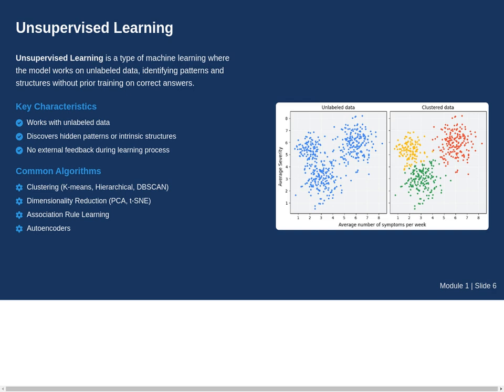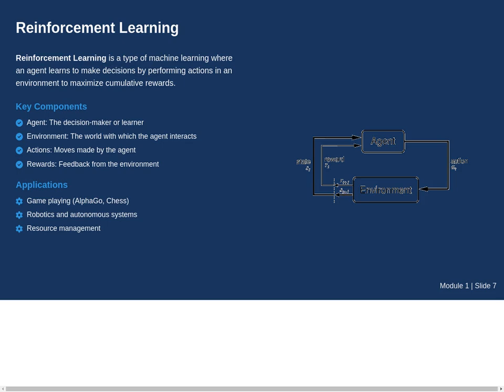Applications of unsupervised learning include customer segmentation, anomaly detection, and topic modeling in text analysis. Reinforcement learning involves an agent learning to make decisions by performing actions in an environment to maximize a cumulative reward. The agent learns through trial and error, receiving rewards for desirable actions and penalties for undesirable ones.